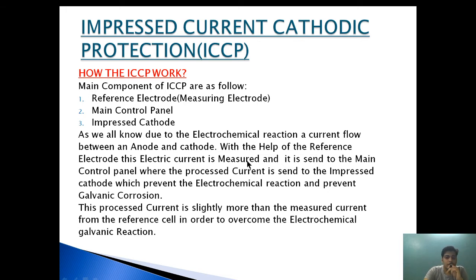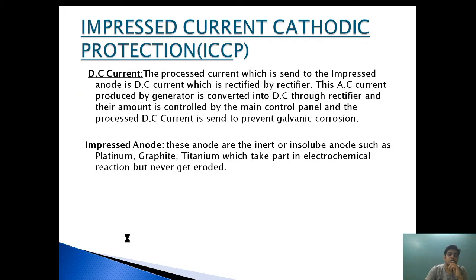With the help of a reference electrode, the electric current is measured and sent to the main control panel, where the process current is sent to the impressed anode, which prevents the electrochemical reaction and the galvanic corrosion. This process current is slightly more than the current measured from the reference cell, in order to overcome the galvanic reaction. So what is happening?